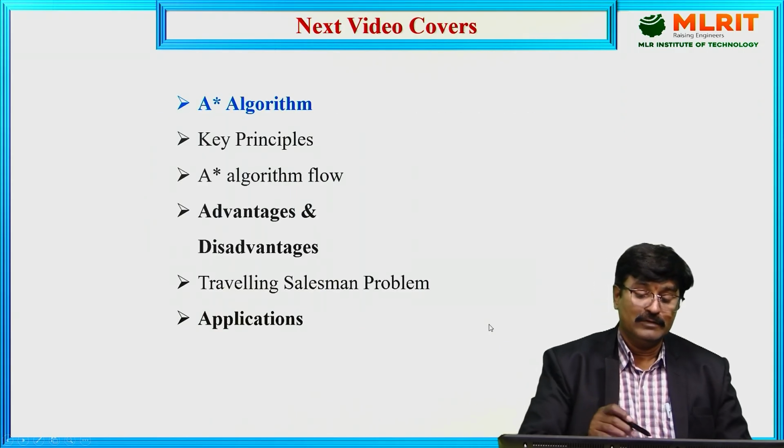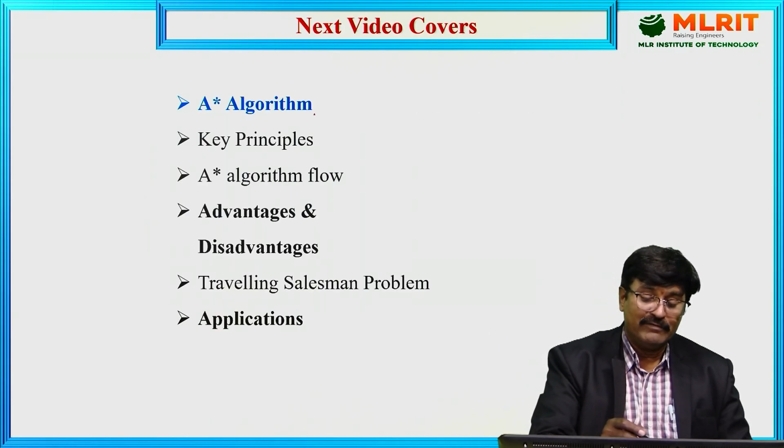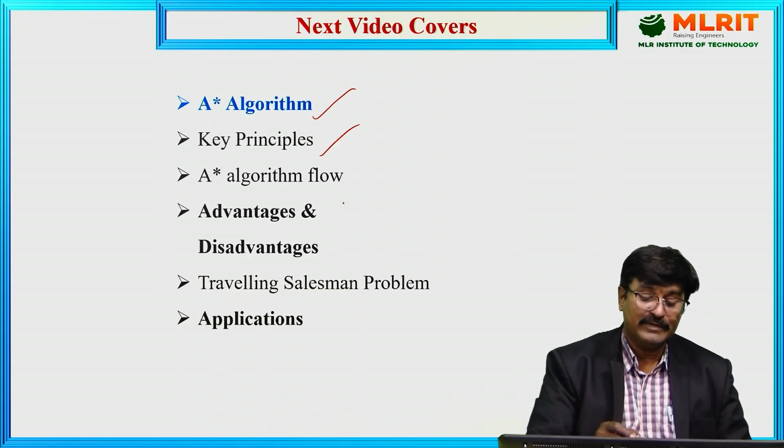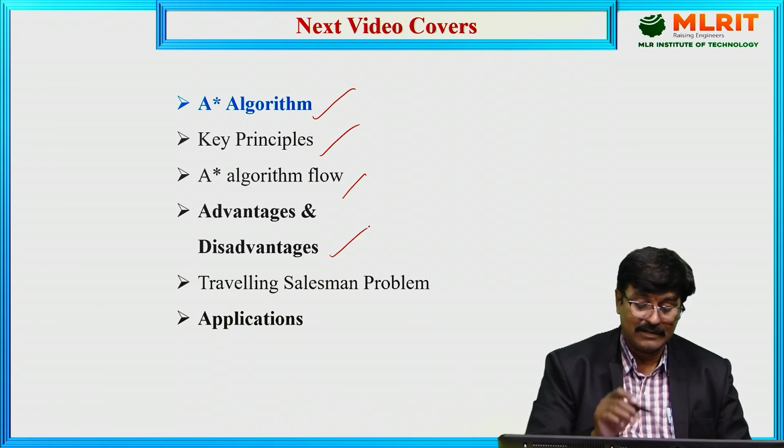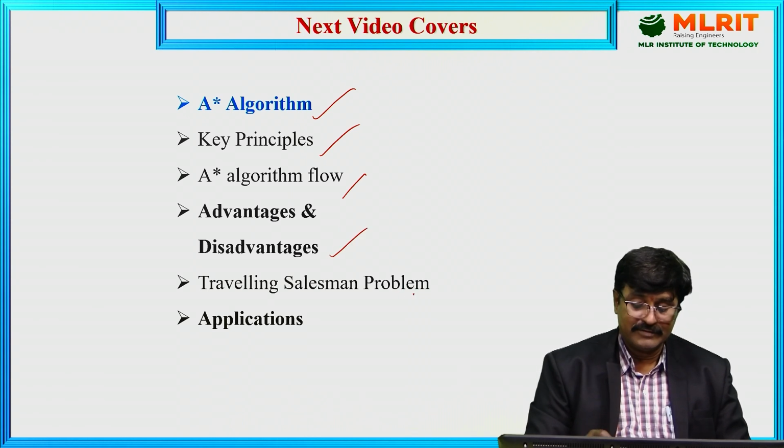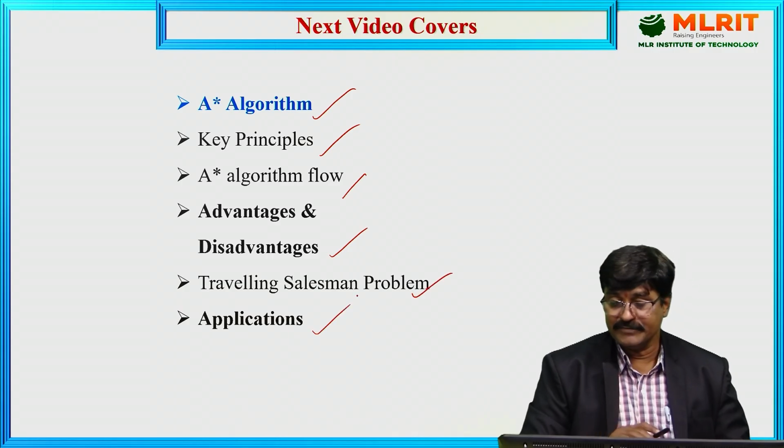In my next video I am going to cover the A star algorithm, the key principles of the A star algorithm, and the algorithm flow. What are the advantages and disadvantages of the A star algorithm? One example we'll take in the next video is the traveling salesman problem, and what the applications are.